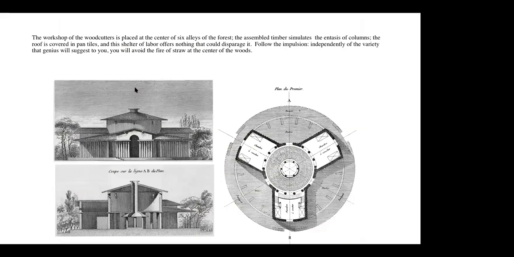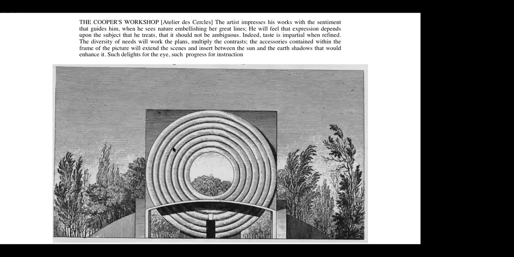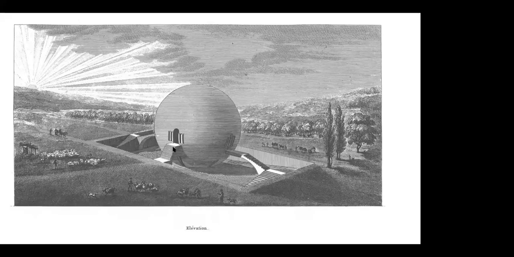Here, the forest worker living in a workshop, a woodcutter workshop in the middle of the forest, his rooms pointing down the alleyways of the forest, and the workshop all around him, shaded and built out of columns that are built out of logs. The workshop of the coopers or the barrel makers made out of two intersecting cylinders with the rings of the cooper's barrels inscribed on the surfaces of them. And the habitation of the shepherds, no longer sheltered by their huts, but like the sun that shelters the earth, sheltered in an image of that which shelters their flocks.